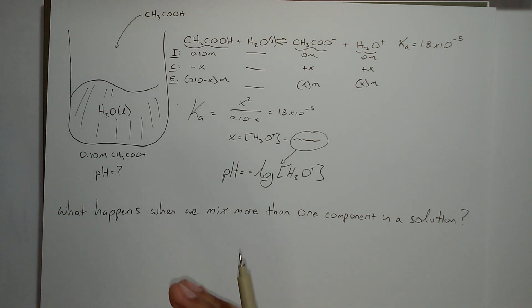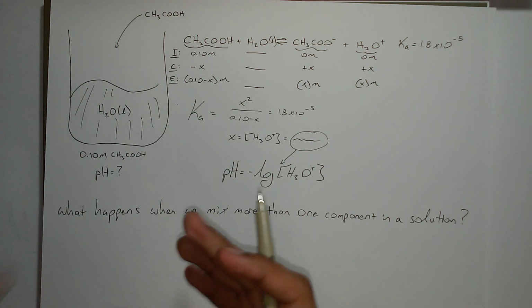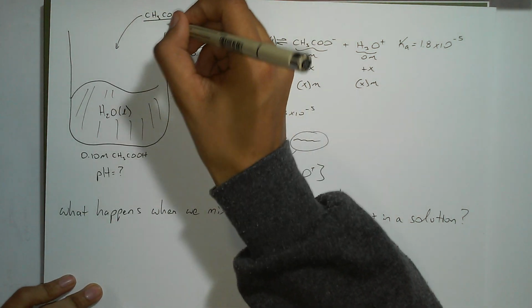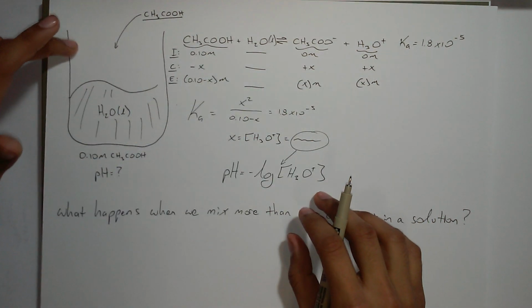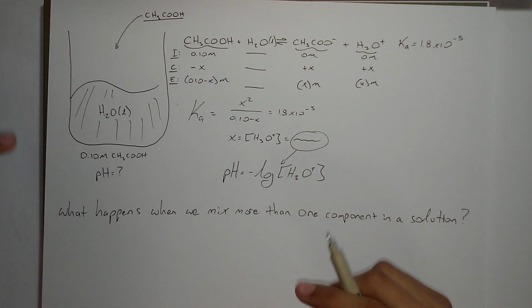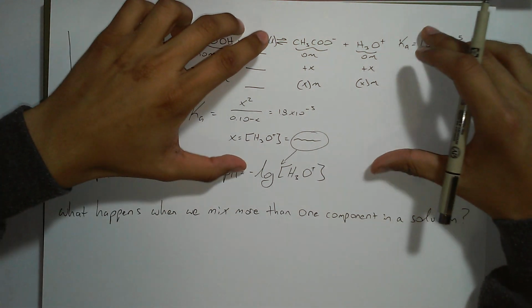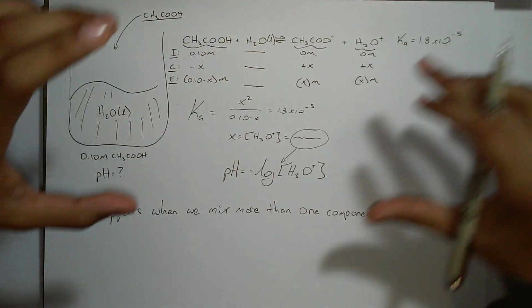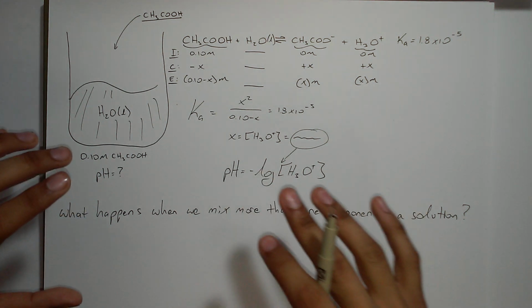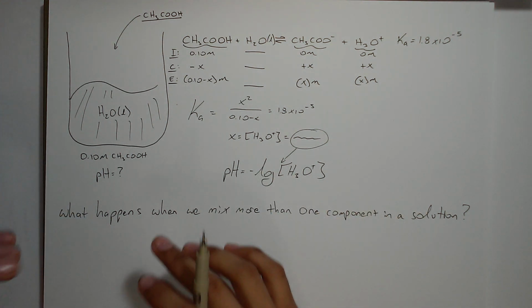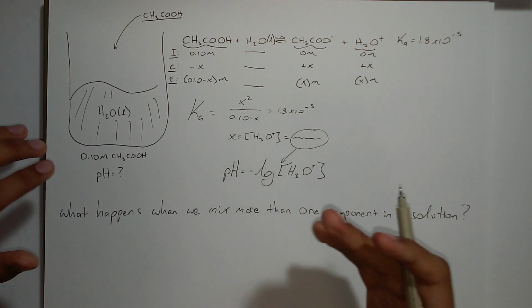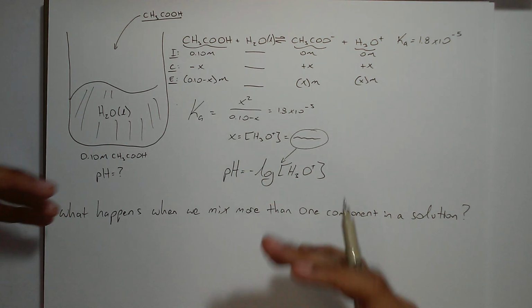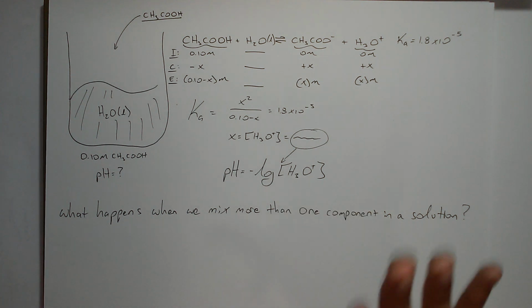Now what happens if you're mixing several components together? In this case, I'm only mixing acetic acid, throwing it in with water, and that's really the only thing that I did here. Chapter 17 is almost the exact same thing as chapter 16, but now you're mixing more than one component. So now you're dealing with solutions that have various components to them, but you're still asking the same exact question: what's going to be the pH of the solution?